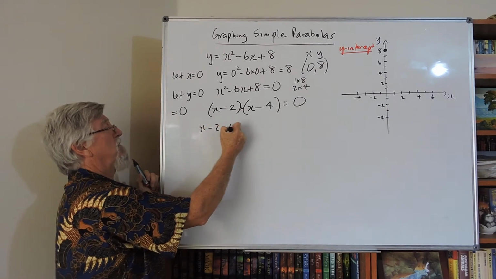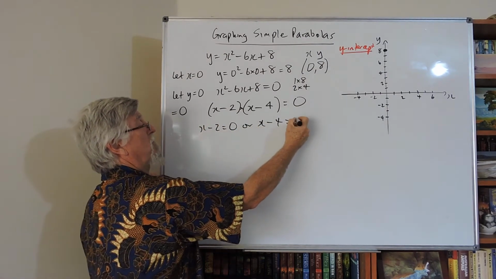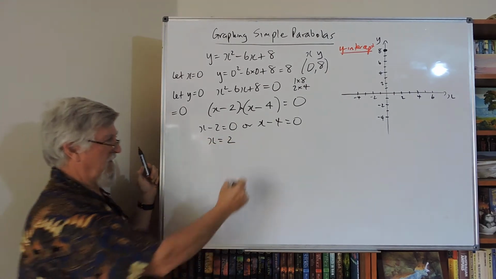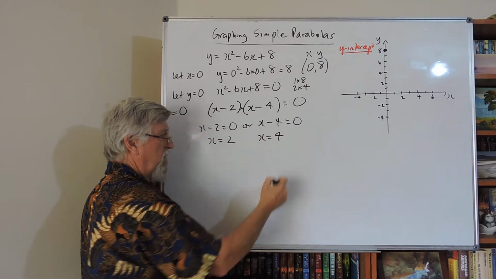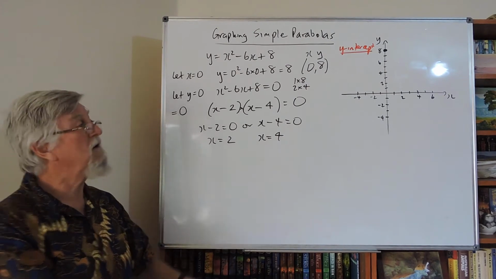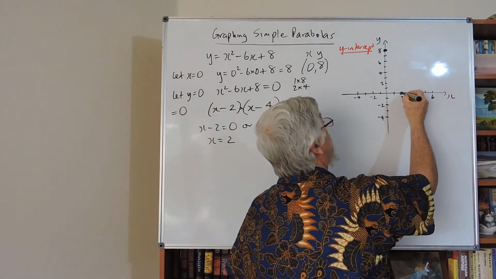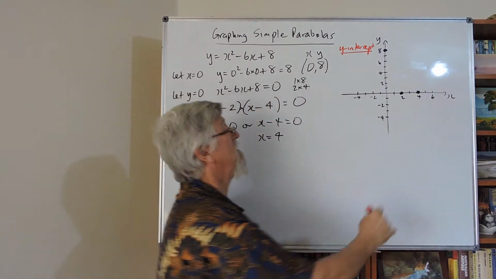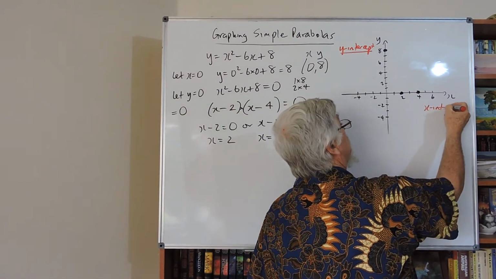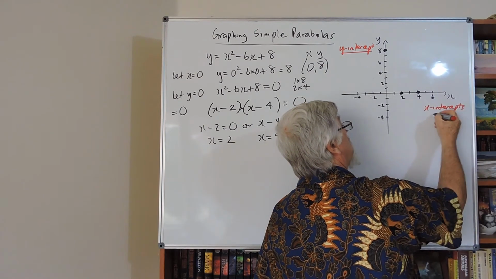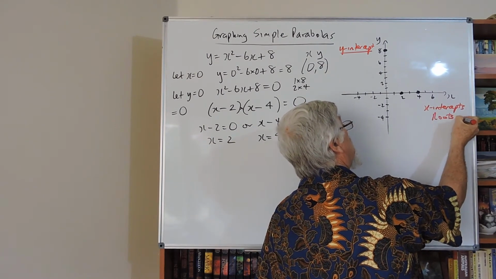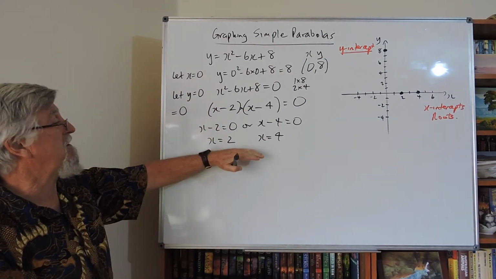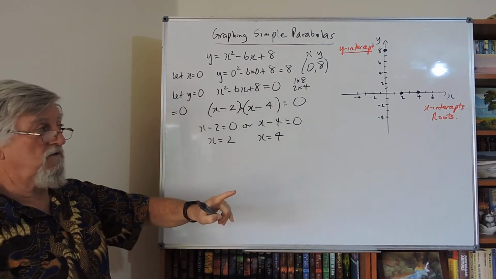x minus 2 can equal 0 or x minus 4 can equal 0. Solving that equation, x can be 2. Solving that equation, x can be 4. So if I go over to 2 and 4, if I put a dot here at 2 and I put a dot here at 4, they are called the x-intercepts. More traditionally just called roots, because the square root, which comes into the formula in another way to calculate those answers. So I've got 3 dots on the parabola.